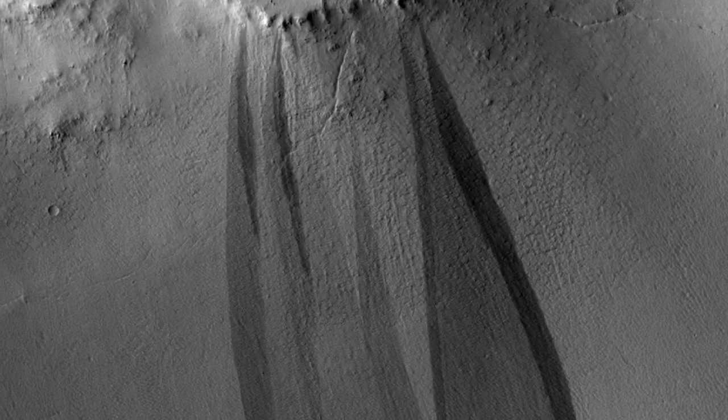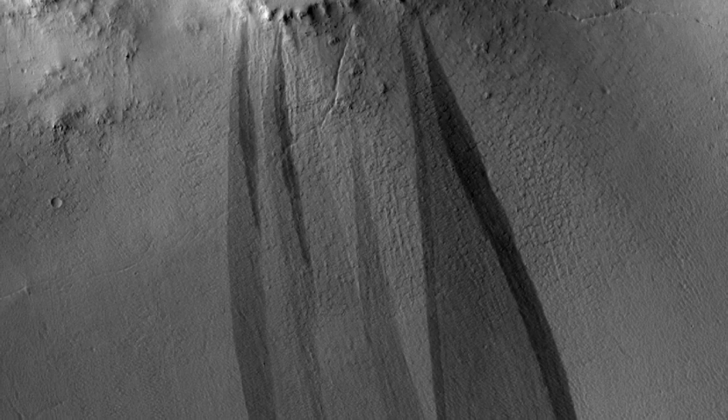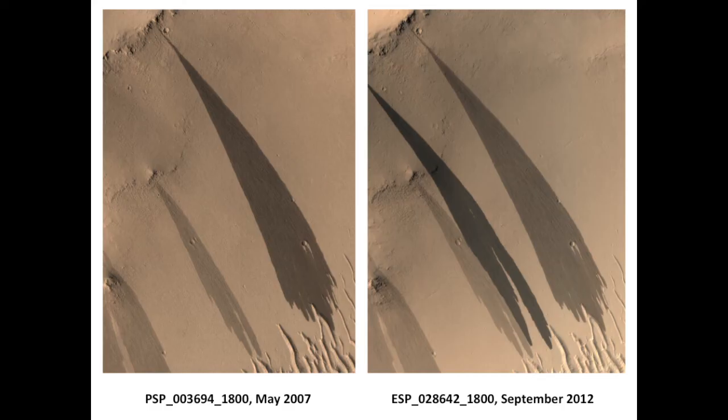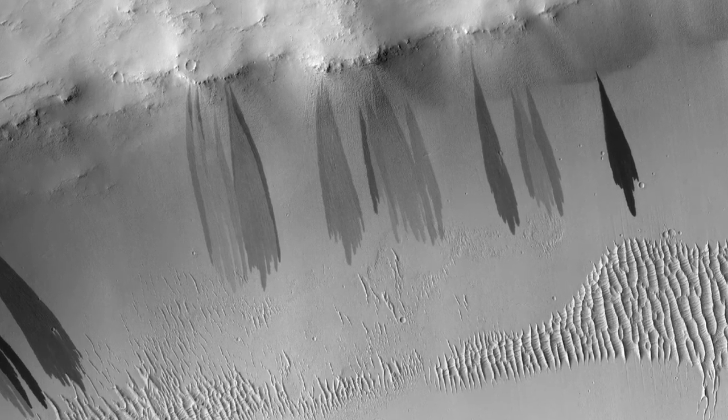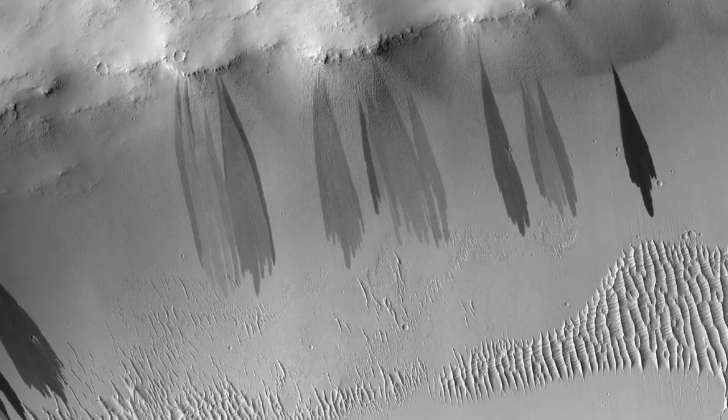Since this is what we call a monitoring image, we can also compare it with past images of the same spot. In this case, at least one new slope streak has formed in the last 5 years. Studying repeated images of the same spot like this can tell us how often new streaks form, how old streaks are, and how they brighten over time.